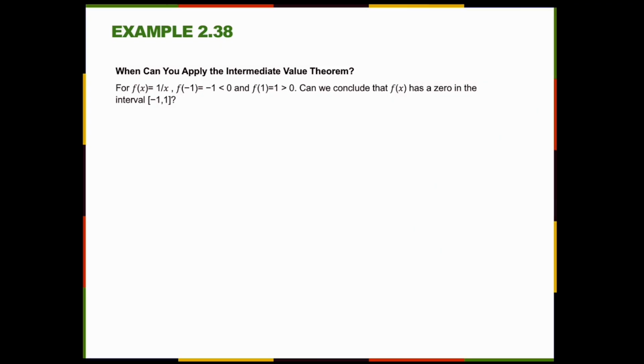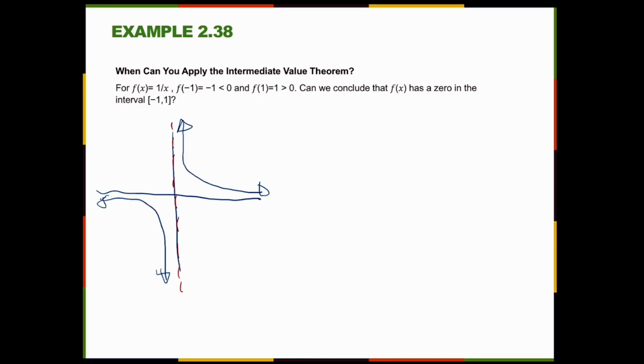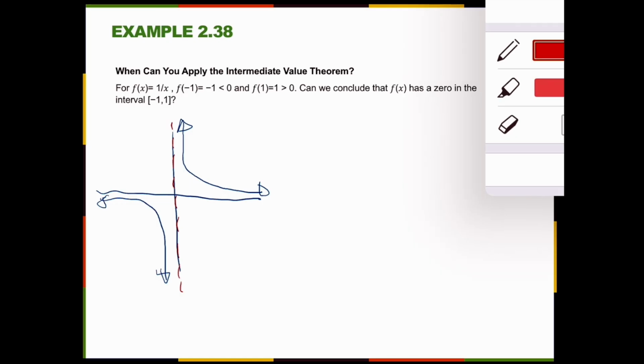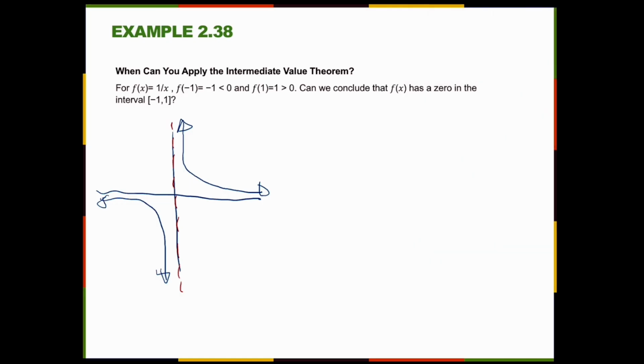It says we have a function f of x, which is 1 over x. So the graph of 1 over x, the sketch, this is just a sketch, looks something like this. And there's an asymptote on the y-axis. All right, now it tells us in this question that f of negative 1 is negative 1. So we have this point here at negative 1, negative 1. Then we also have the point at 1, 1. So when x is 1, y is 1. So we also have this point here.